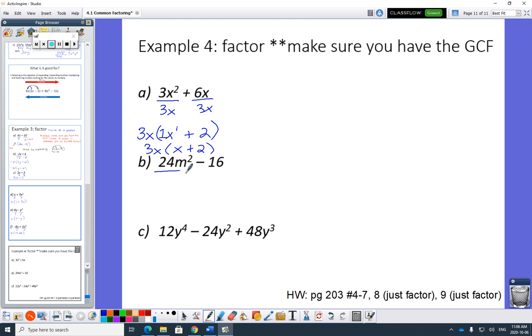So you want to make sure that you get the highest. And again, you can do trial and error with your calculator. You can take a look at the multiplication table. 24 divided by 8 is 3. M squared, there's nothing we can do with that because the 16 does not have an M.